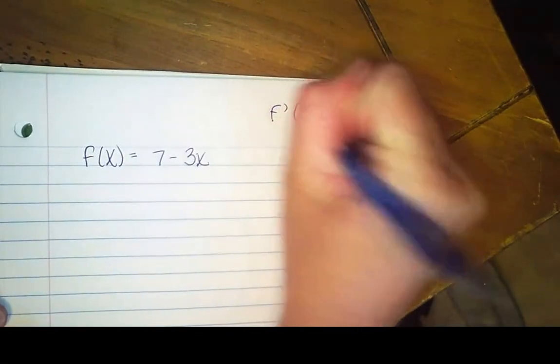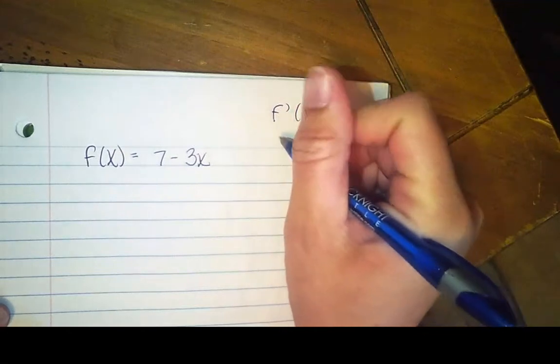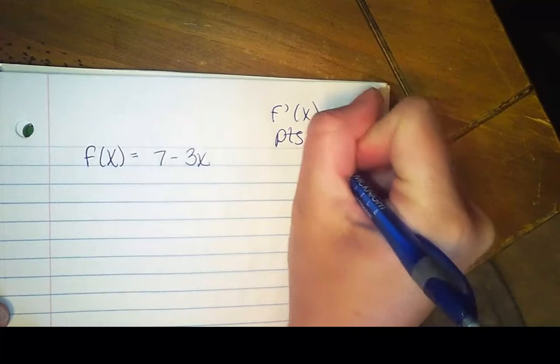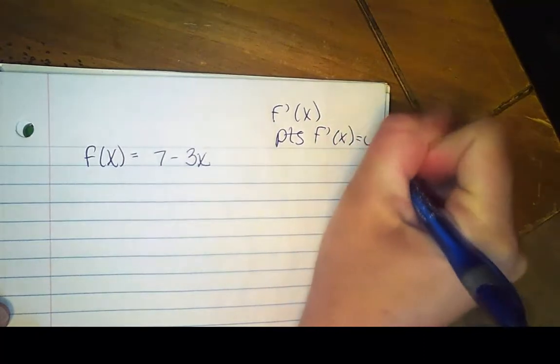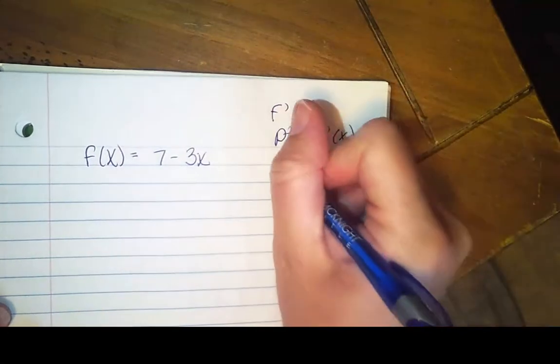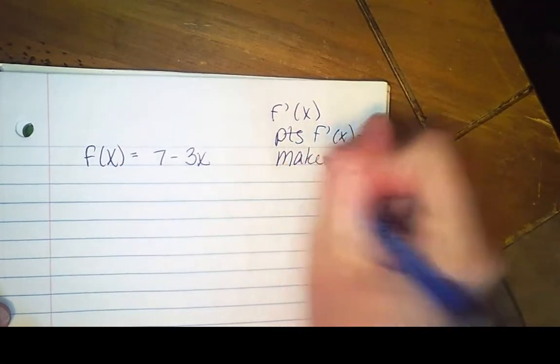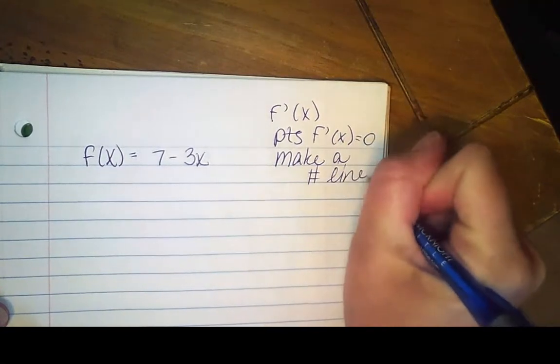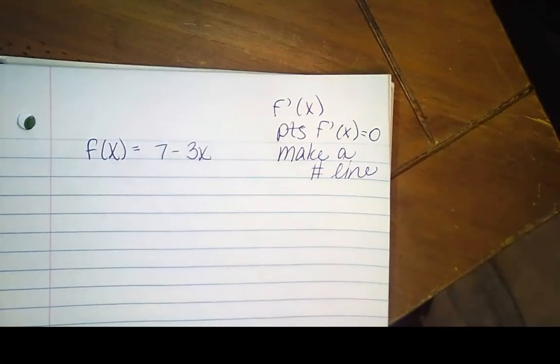So differentiate. Step 2 is going to be to get points where your derivative equals 0. Okay, points where your derivative is equal to 0. And then you want to make a number line like what we did in the first video and just take test points on the intervals.